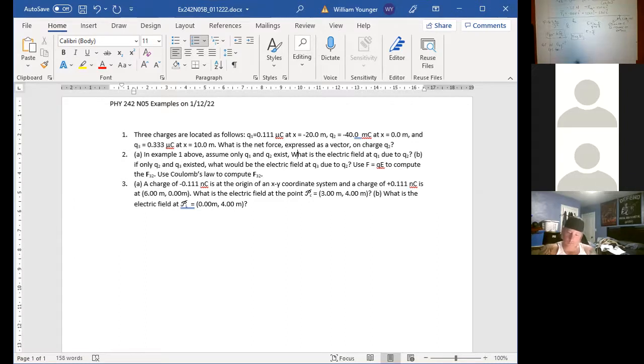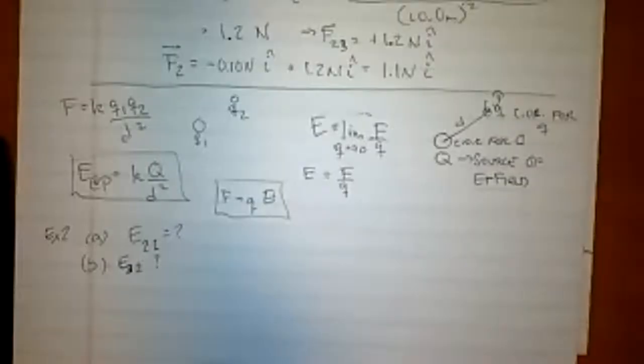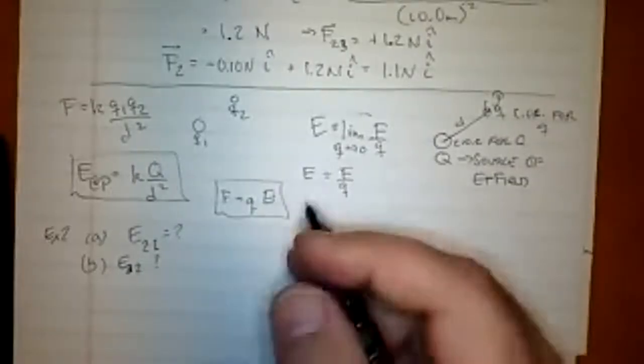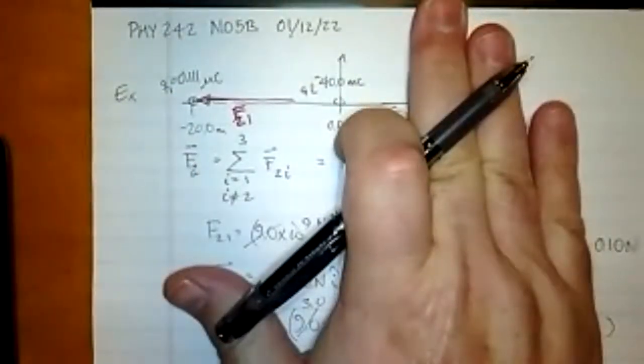And then part C, there's no label there, I tell you to use F equals qE to compute F32, and then use Coulomb's law to compute F32. That's a very typical type of problem, and it should help explain what we mean by making an electric field out of a force equation. So we have the same drawing as before, but for part A, we're ignoring this guy.